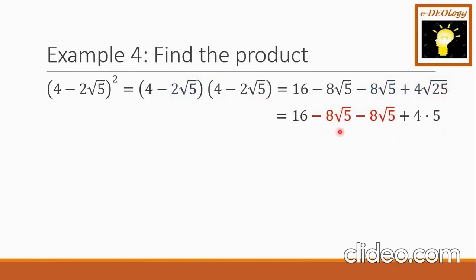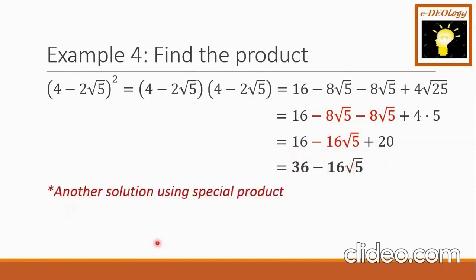In the second term and the third term, we can see that they are the same radical. It means we have radicals of the same index and the same radicand. In that case, we can combine these two radicals in the middle. So in the third line, we have this 16 here. And then combining these two terms, we have this negative 16 square root of 5, and then plus the product of 4 and 5 is 20. So we can now add the 16 and the 20. It becomes 36. Then we simply copy this negative 16 square root of 5. So this is our final answer.